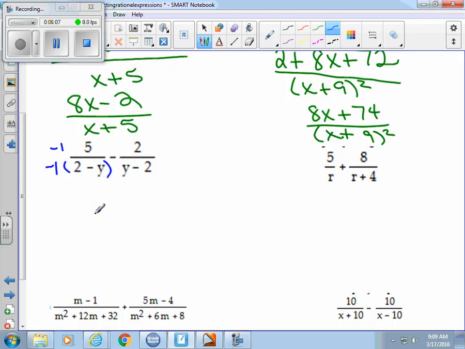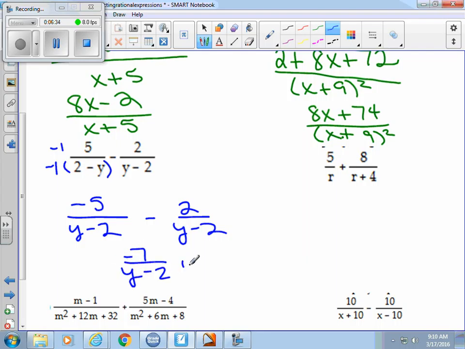Remember, all we need is a -1 to change a 2 minus y into a y minus 2. So you can either factor one out, or if you like the common denominator thought process, you can multiply by -1 on top and bottom. So then I get -5 over y minus 2 minus 2 over y minus 2, which is -7 over y minus 2. I am going to put an or here. If you work this slightly differently, you could have gotten a +7 over 2 minus y. Why could you get a +7 over 2 minus y and those two things be the same?